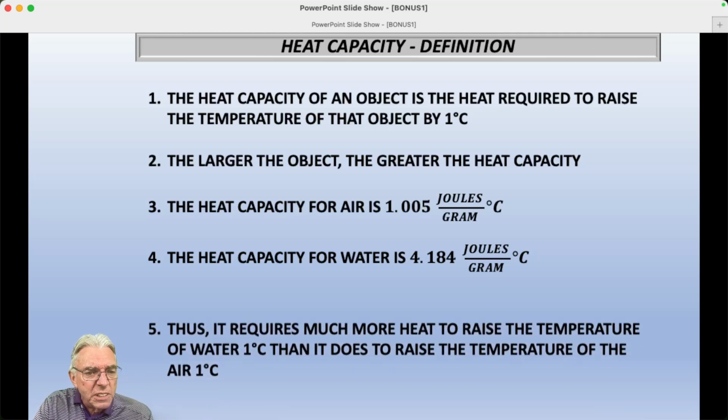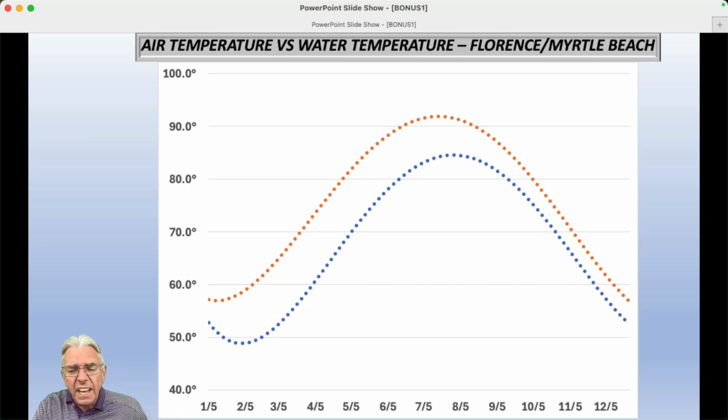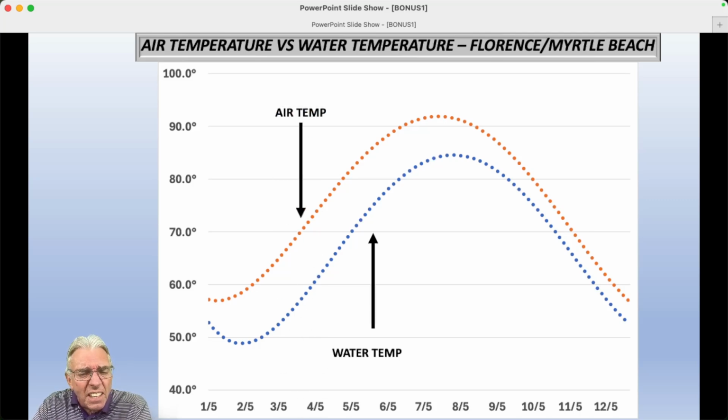So let's actually put this into practice and take a look at some actual data. What you're looking at here through the year is a plot of the water temperature. The dotted line in blue is the water temperature, and the dotted line in tan, if you will, is the air temperature. So all through the year.